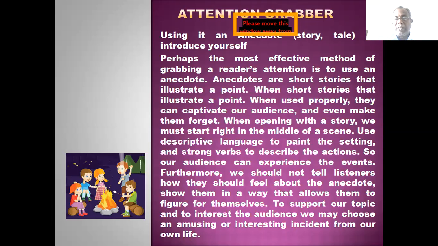Furthermore, we should not tell listeners how they should feel about the anecdote. Show them in a way that allows them to figure it out for themselves. So you'll have to give only the midst of the story, not the entire story. And you should not say, this is the way you should feel. No instruction, no guidelines, nothing.